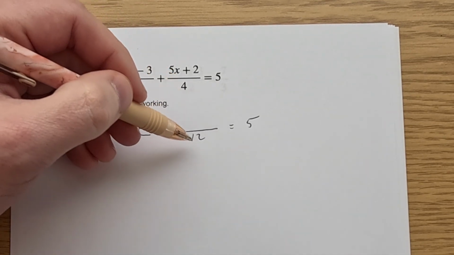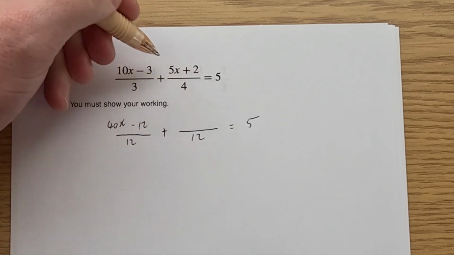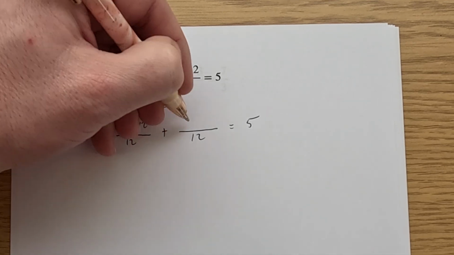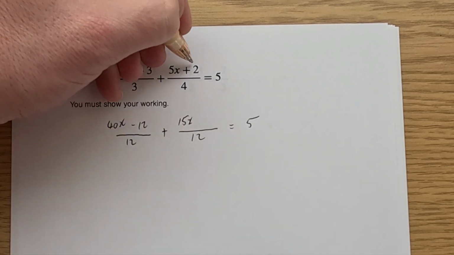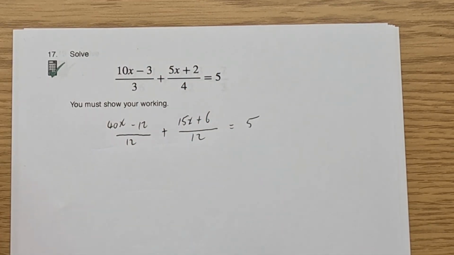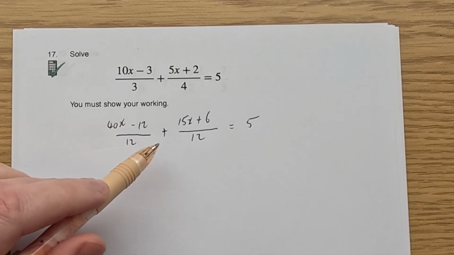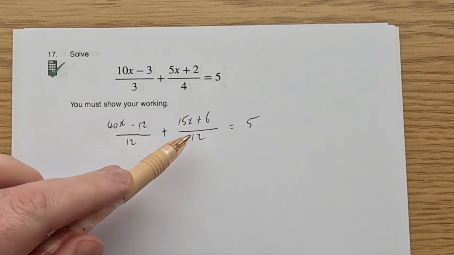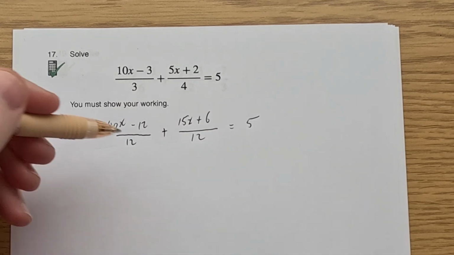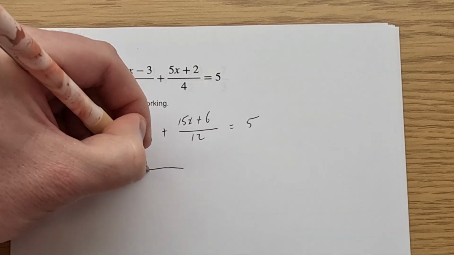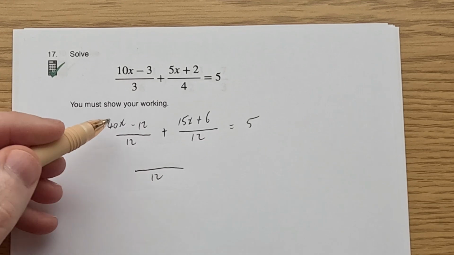And to get from 4 to 12, we times by 3. So let's multiply both of these by 3. 3 times 5x is 15x, and 3 times 2 is plus 6. Okay, now we've got (40x minus 12) over 12 plus (15x plus 6) over 12 equals 5. So here we're going to add, so let's get our fraction with 12 on the denominator.